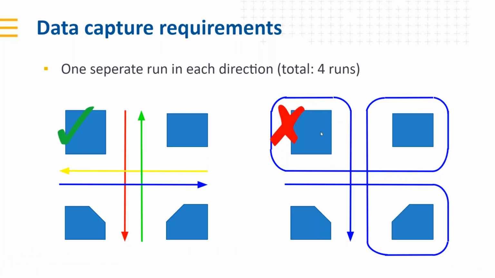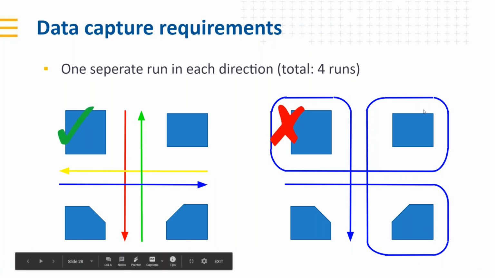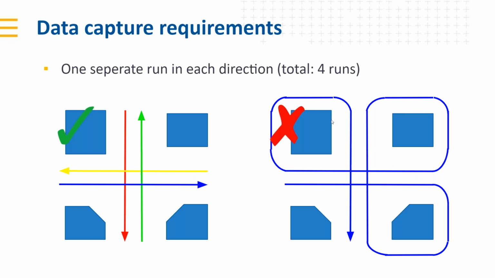When you capture data, make sure that you collect the crossing in 4 separate runs, not like this, where you drive around like a figure 8 or something and everything is inside one run. Even though we can now split runs in TBC, it's still better to do the one on the left. So really cut the runs in the field.